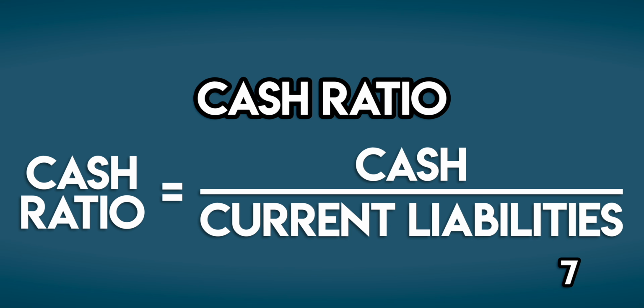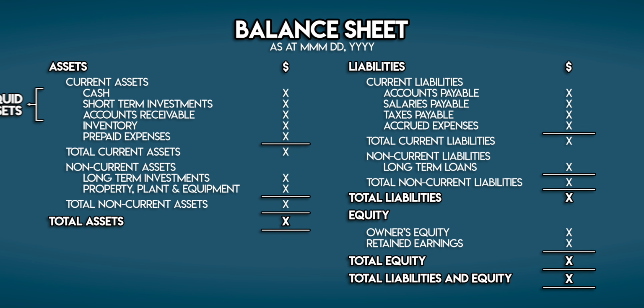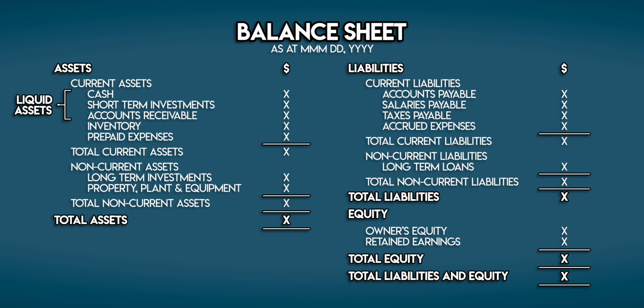If the cash ratio is bigger than 1, then a business is able to pay off all its short-term debt obligations with the cash that it has on hand. This is an indicator of good financial health. But it isn't always possible. Sometimes we need to look at all of the business's liquid assets on the balance sheet. So that means cash, marketable securities like short-term investments, and accounts receivable. Inventory and prepaid expenses aren't considered to be liquid assets.